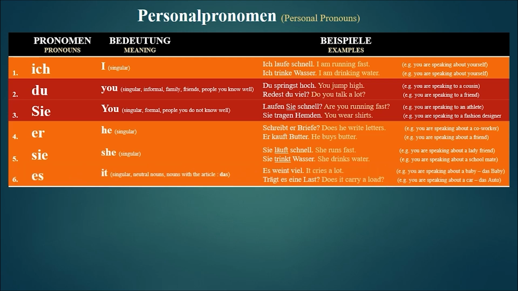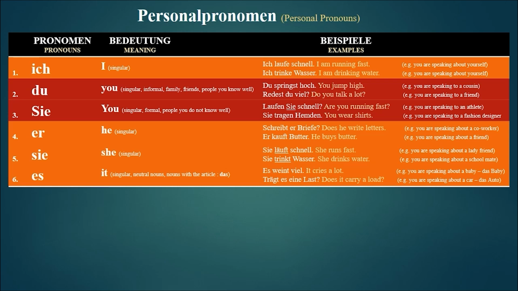At number 6, we have es. Es means it. This is also referring to one single object or thing or person, especially things that have das as an article, referring to neutral nouns. So we already know Germans have 3 main categories of nouns: masculine nouns that use der, feminine nouns that use die, and neutral nouns that use das. More on that later. So in this example, es, which refers to it, examples are here.